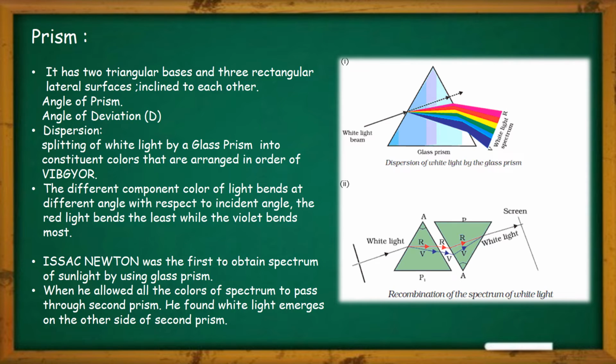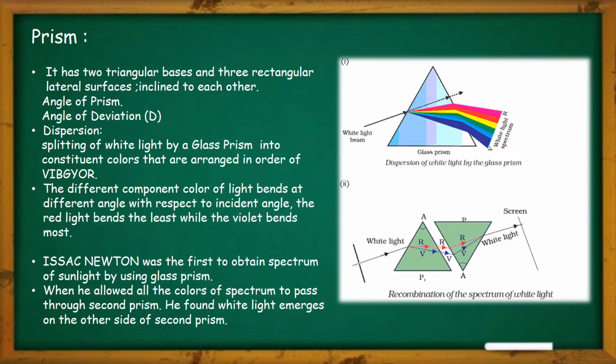Next, we will learn about the concept of dispersion of light. You know that dispersion of light means the splitting of a polychromatic light into its constituent colors whenever it passes through a prism. That is called the dispersion of white light. This dispersion of white light happens just because it passes through the prism. Then what is a prism?